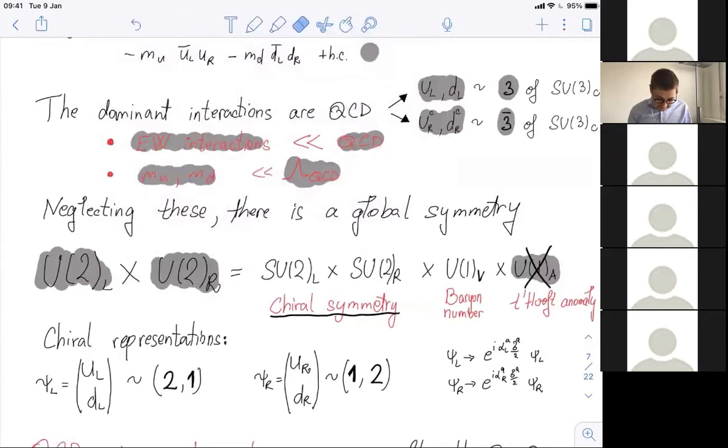So we have two chiral representations. The psi left field is a doublet of U left and D left. I will put U left in the upper component and D left in the lower component, and this is a doublet under SU2 left and a singlet under SU2 right. And likewise for the right-handed field.